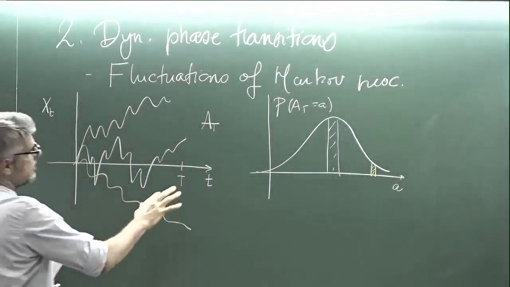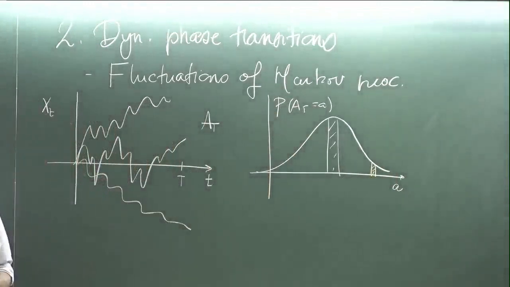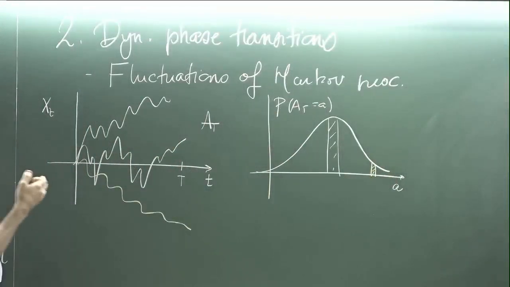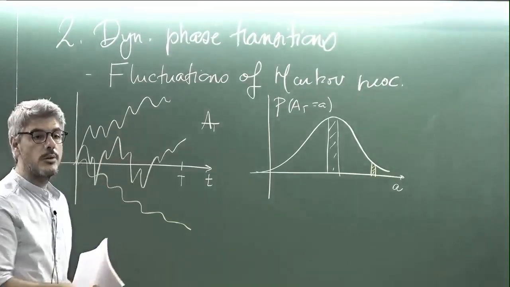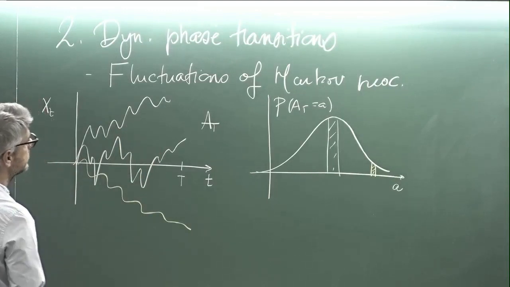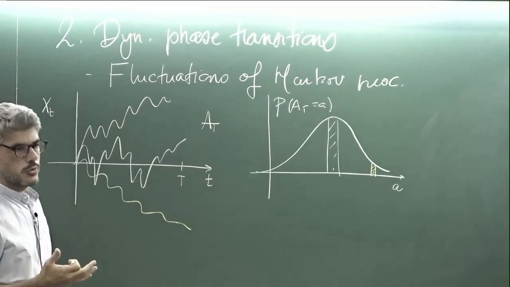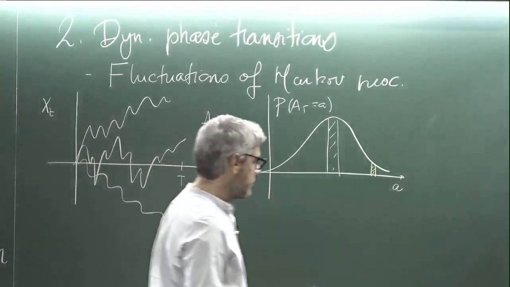But the point is that the object of interest is really that observable. The probability of that observable will come from the underlying Markov model, but also from the exact nature of that observable, and I'll come to this in a second. Okay, so now what is a phase transition? What is a dynamical phase transition in that context? A dynamical phase transition will be a phase transition in the fluctuations. Okay, what do I mean by this?